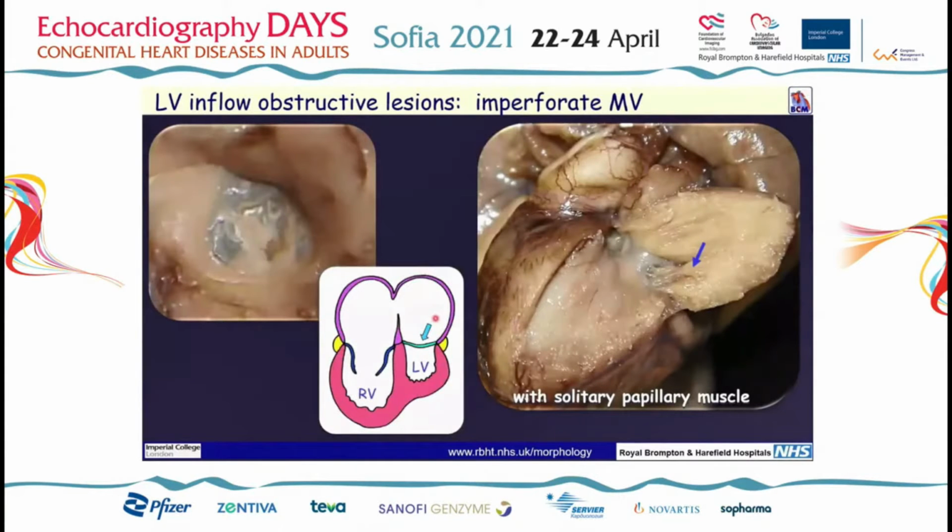Take that obstruction one stage further, and you may have one of these situations where there's no mitral orifice at all. There's just a valvular membrane interposing between left atrium and left ventricle. This is the same heart. We see one solitary papillary muscle.